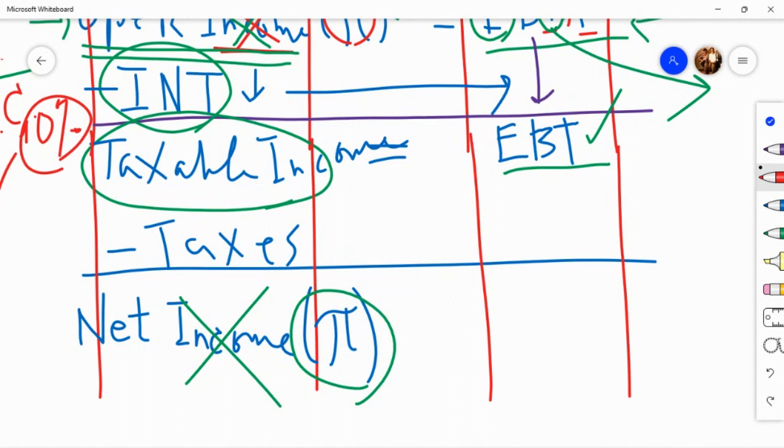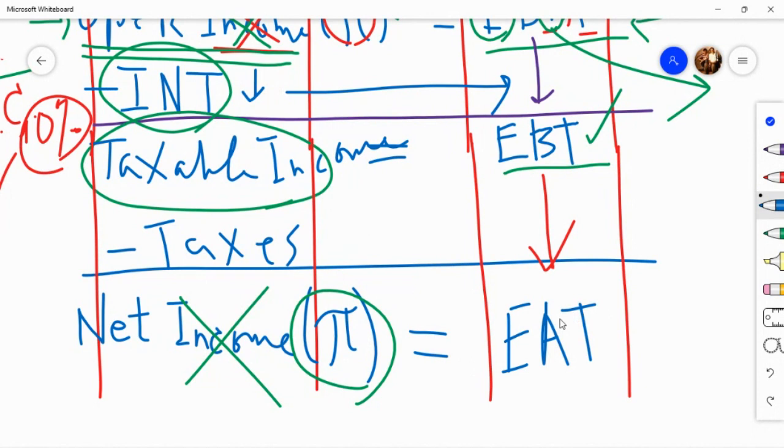Now, if you follow the right column, what should this be called? EAT. Yeah, now it is EAT. And who said that? Mukhtar. Okay, Mukhtar, you got a 0.5. I believe you also said net profit there before. So you got one, actually. So EAT, earnings after taxes.